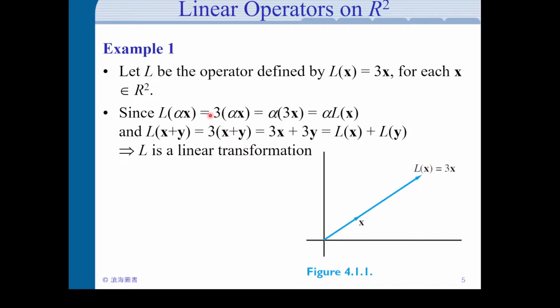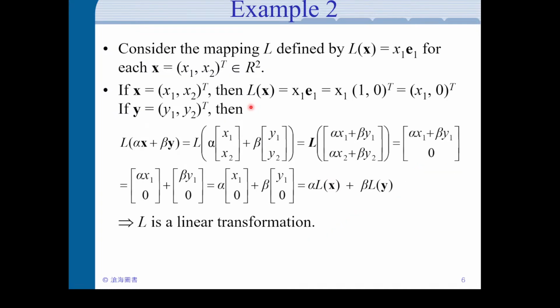And so if we have two vectors x and y, and we want to see what L of x plus y is, that's 3 times x plus y, and we see that's 3x plus 3y, and exactly L of x plus L of y. Okay. So L is a linear transform or a linear operator. Okay. And we can have another example.